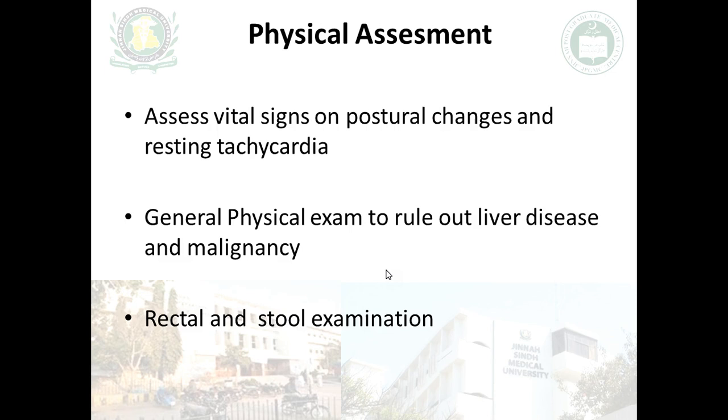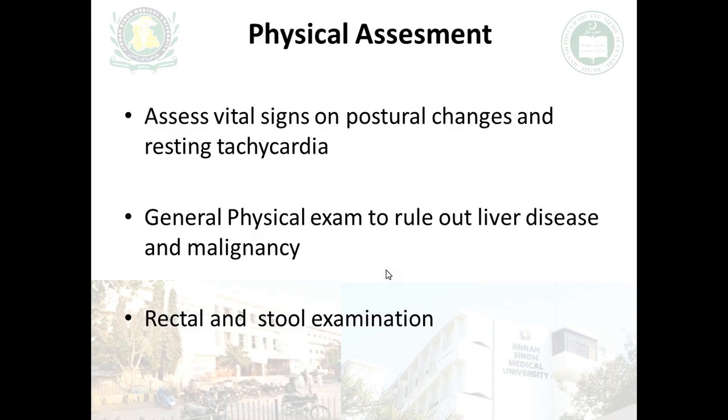In a stool, you will get an idea whether the patient presents with hematochezia or melena, or on rectal examination you will get an idea whether there is any mass in the anal part, any hemorrhoids you can examine. So this is very important. So these are the three important components of the physical assessment to rule out what is going on.